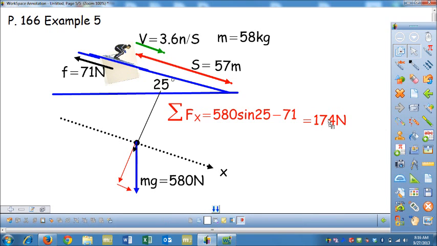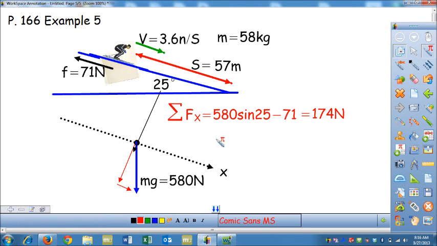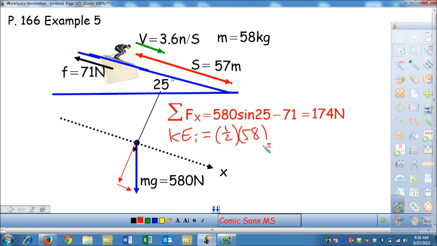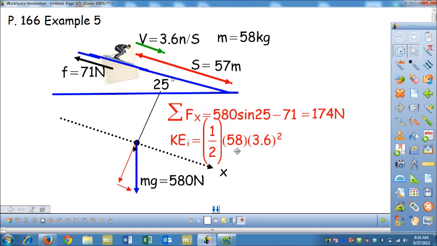The rest of the problem really shouldn't be too bad, right? We're going to have to find the initial kinetic energy and the final kinetic energy. The initial kinetic energy, we have everything we need. It's 1/2 mv squared. There's our m, 58. There's our v, 3.6. So kinetic energy initial equals 1/2 times 58 times 3.6 squared. So we should be able to calculate that.